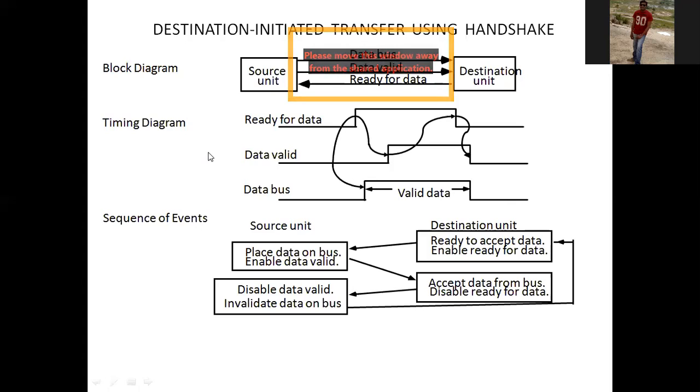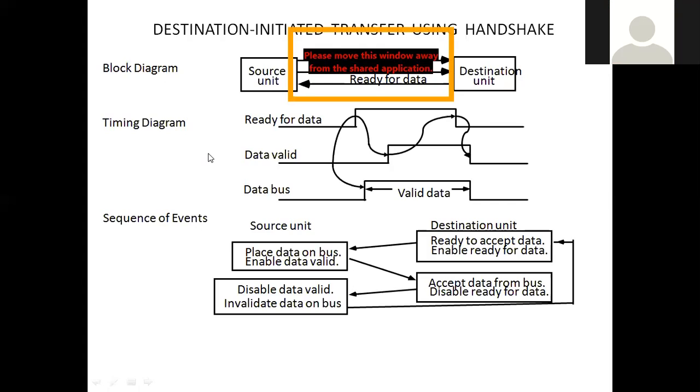Now you can see the source unit and the destination unit. Here the destination unit is sending the request to the source unit to place the data onto the data bus. Once it is done, the destination will accept data from the source unit. Once that is done, the data bus will be invalidated. Are you clear?